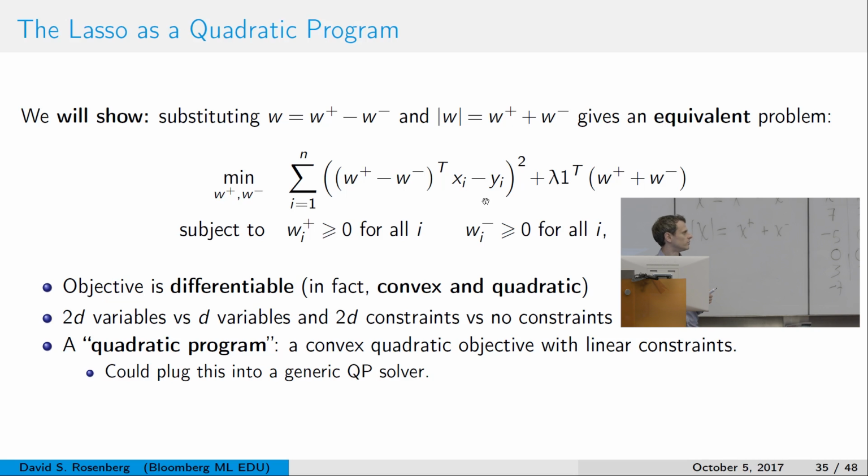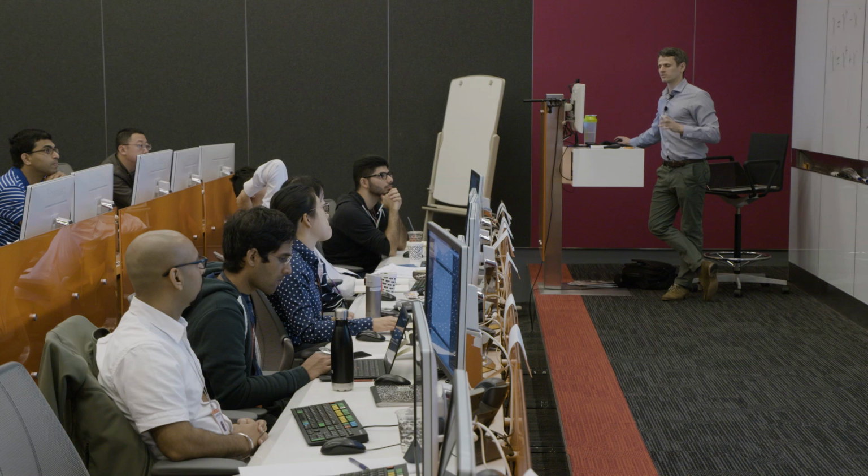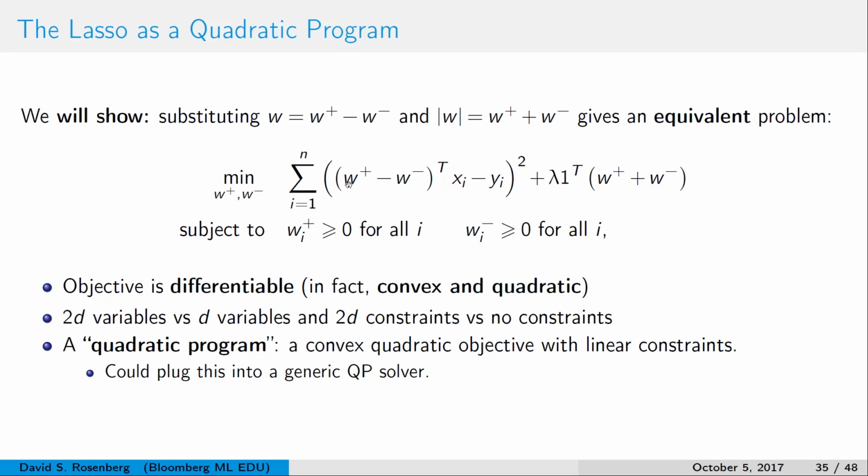So is the objective function differentiable? Yes, it is. To what, I guess, is the question. Differentiable with respect to what? It's differentiable with respect to every entry of W plus and every entry of W minus. So it has a gradient with respect to W plus and W minus together.